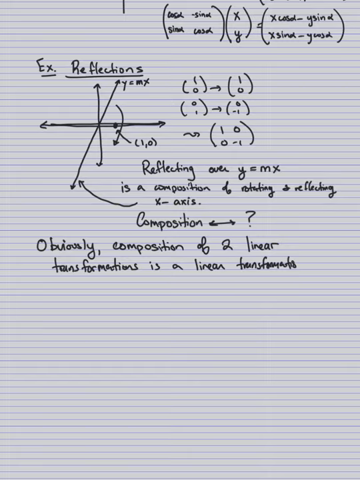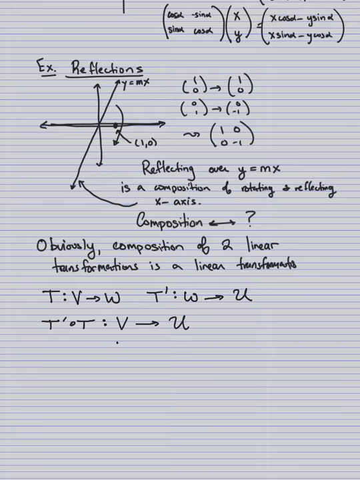Okay, so maybe I'll just write this down. If I have T from V to W in general, and T' from W to U, then I can look at T' composed with T, which goes from V to U. I want to show that this is a linear transformation. Maybe I'll just sketch the argument. It's very straightforward.